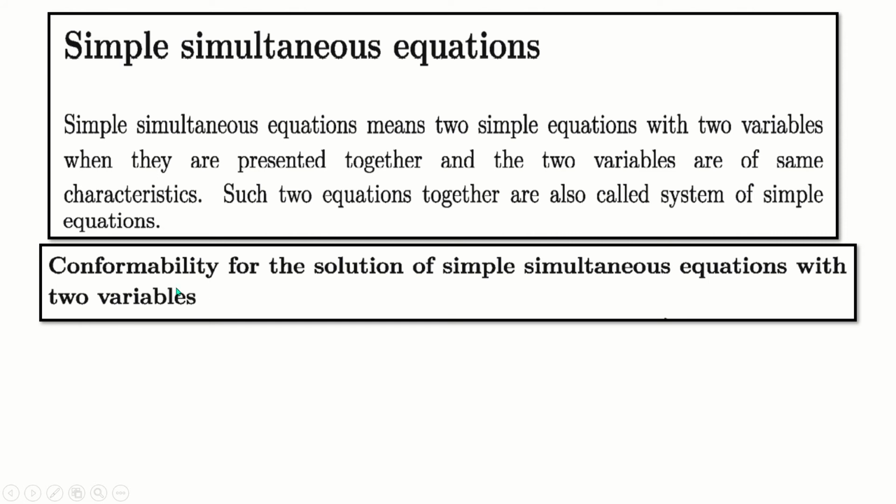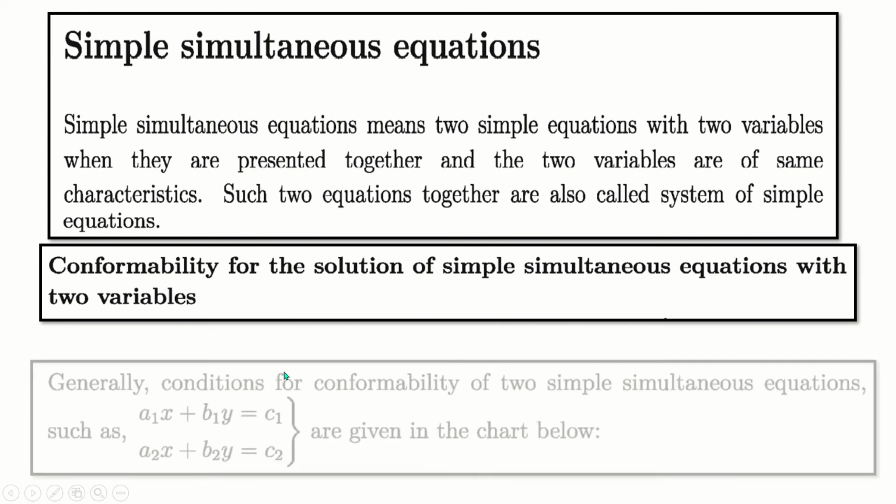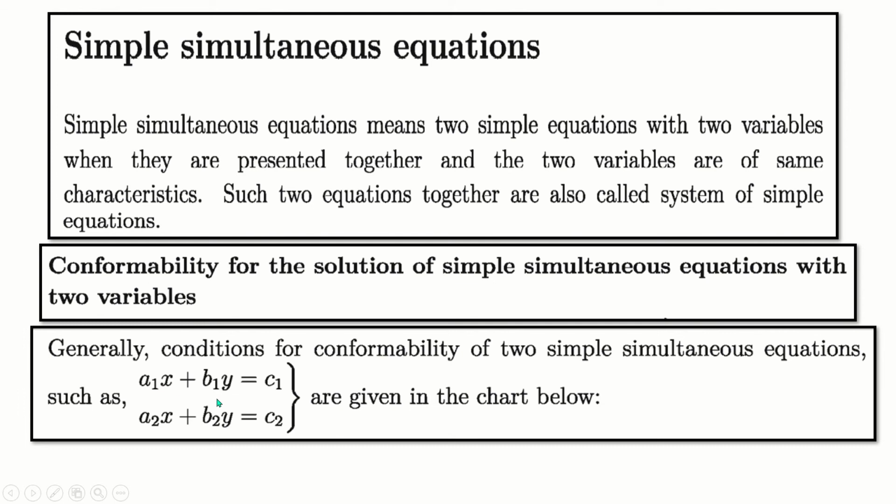Now, most important for you, the consistency of the solution of simple simultaneous equations with two variables. Follow here. Here are given two simple simultaneous equations. One is a1x plus b1y equal to c1, and another one is a2x plus b2y equal to c2. Here the coefficients of x of both equations are a1 and a2, the coefficients of y are b1 and b2, and the constant terms are c1 and c2. Now we make a relation, that means follow the table.